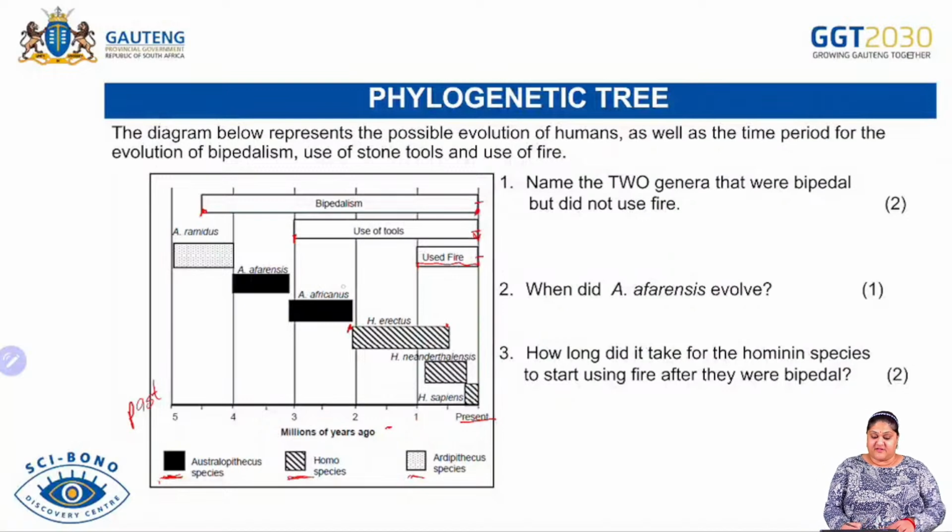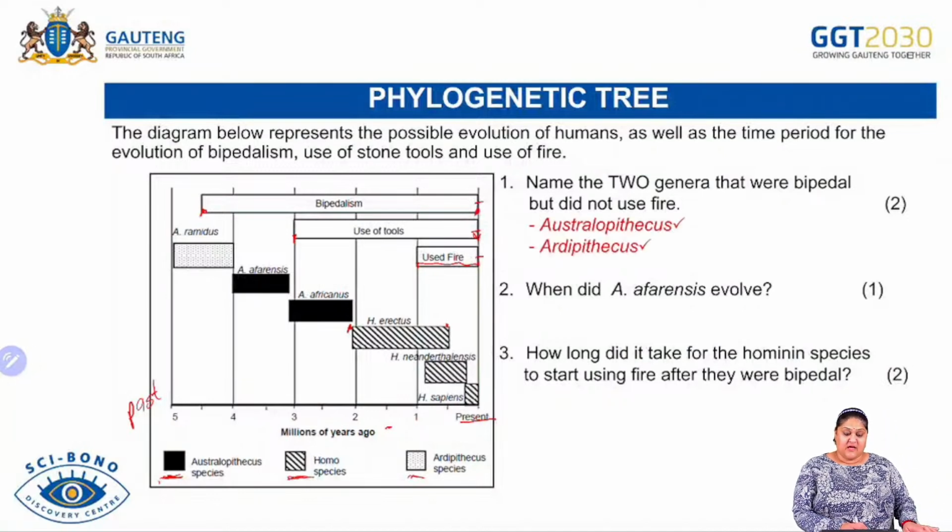So what do we have? We're definitely going to have A, which is the Australopithecus. And the other A, which stands for the Ardipithecus, because you see this one also falls under there. So if you said A. afarensis and A. africanus, or you said A. ramidus, you cannot get the mark because the question is asking you for the genus.